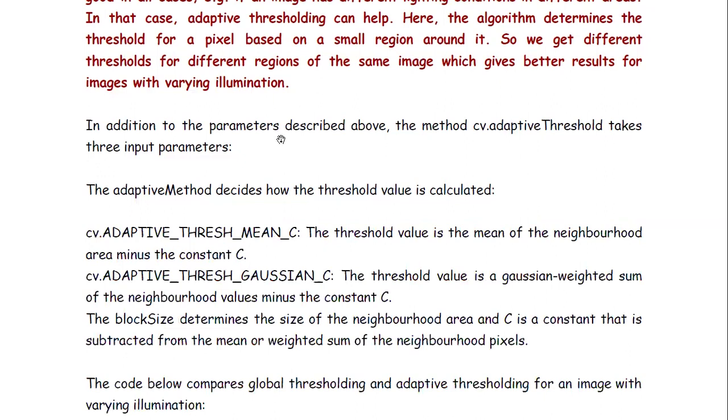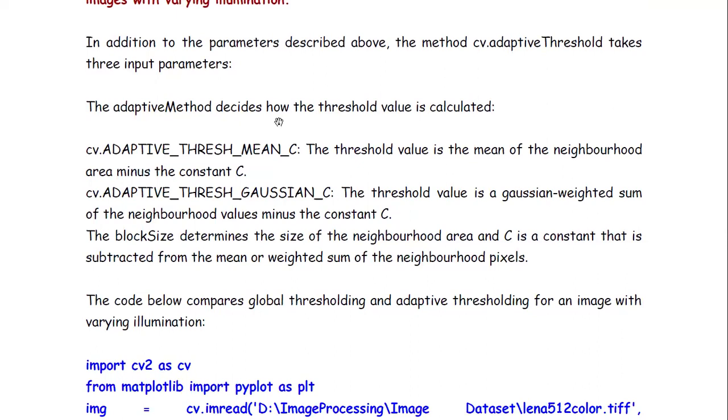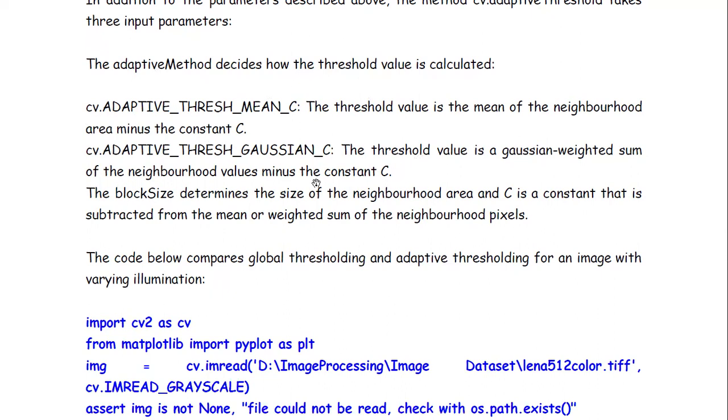Now, in the last class, I explained the cv threshold method. In addition to that, we have to know about other parameters that are going to be used. The adaptive method decides how the threshold value is calculated. First, cv ADAPTIVE_THRESH_MEAN_C: the threshold value is the mean of the neighborhood area minus the constant C. About C, we already discussed that. Don't miss the last class; you will find the link in this series itself, or at the end of this video. You just click and watch the last lecture. Okay, you got it.